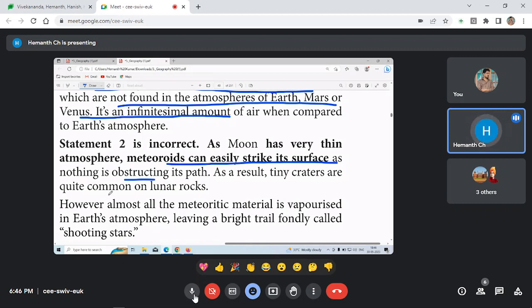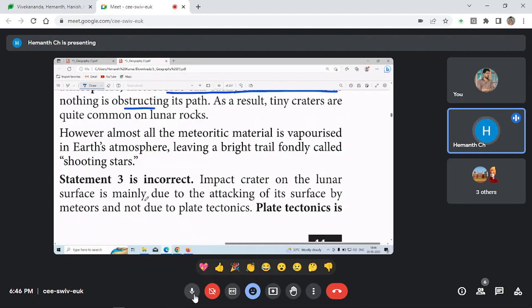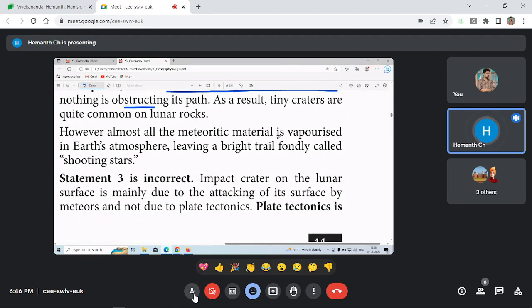However, all the meteoritic material is vaporized in the Earth's atmosphere, leaving a bright trail, fondly called a shooting star. Impact of craters on the lunar surface is mainly due to the attacking of its surface by a meteorite and not due to plate tectonics.